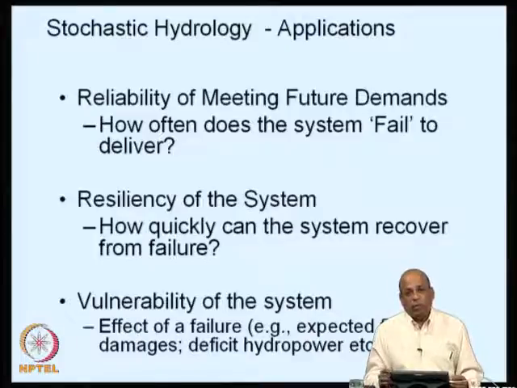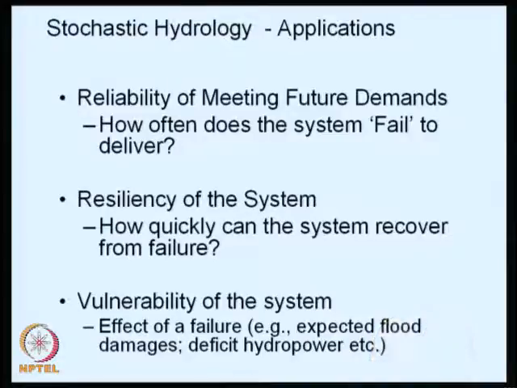Then what is the effect of the failure itself? So, we address the vulnerability of the system. Let us say that a failure occurs in terms of, let us say, its inability to protect against certain magnitudes of floods. Then what are the implications, what are the physical losses that you suffer because of such a failure? Or you are interested in hydropower production at a particular reservoir, and because of the flows being not adequate or the head being not adequate because of low storages, the system fails to deliver, and then what is the deficit hydropower that you have at that particular location, and so on.